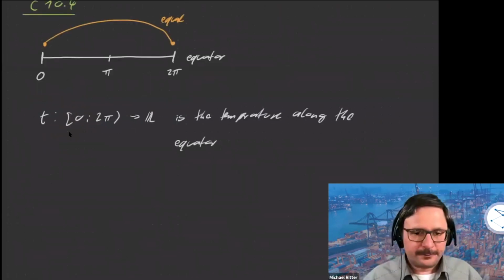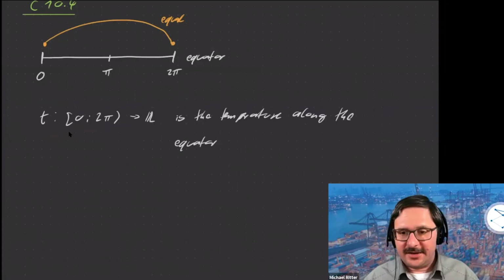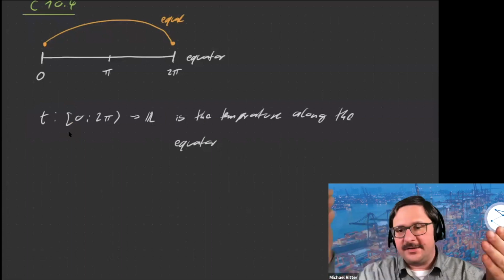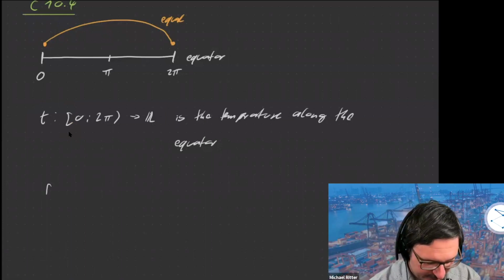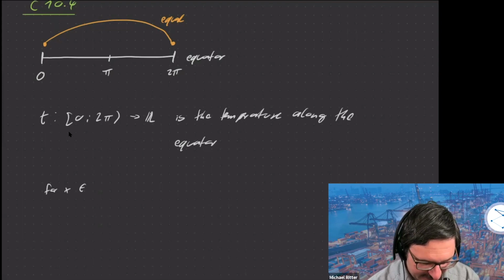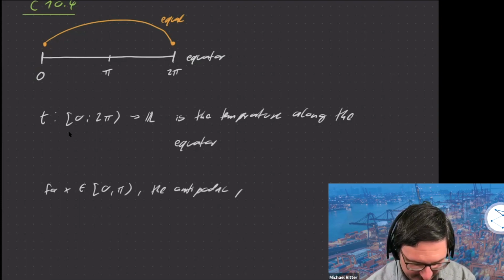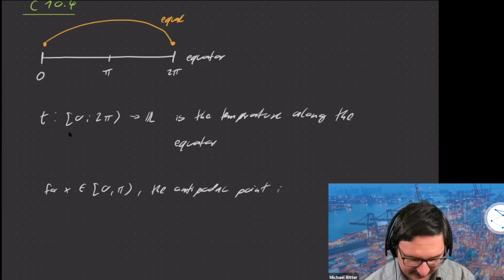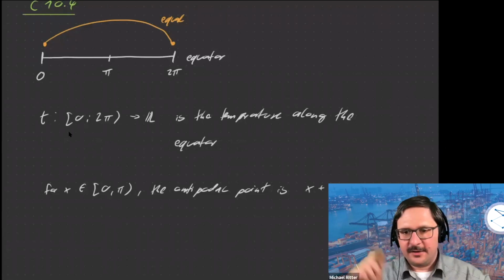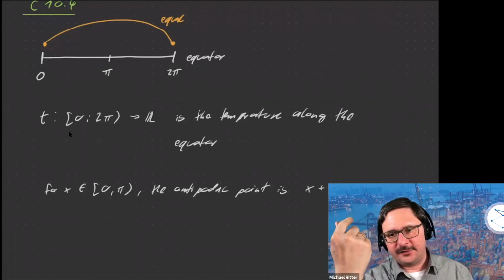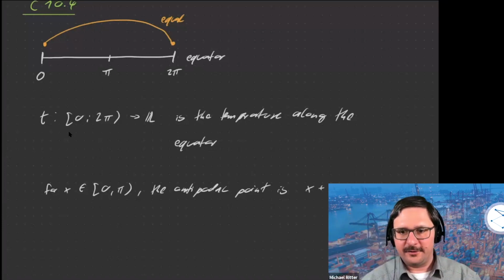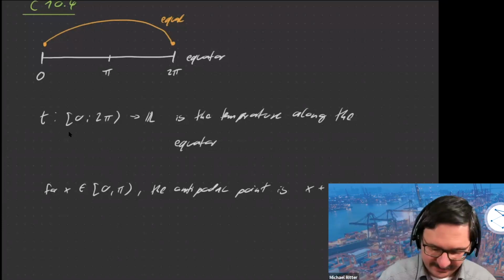Then what we actually want to investigate is the difference in temperatures of any given point and its antipodal point. So for a point x in the interval from 0 to pi, the antipodal point is x plus pi, right? Have a point on that line, you go around another half circle, and then you're just on the opposite side of the Earth. So that's x plus pi. This is the antipodal point.